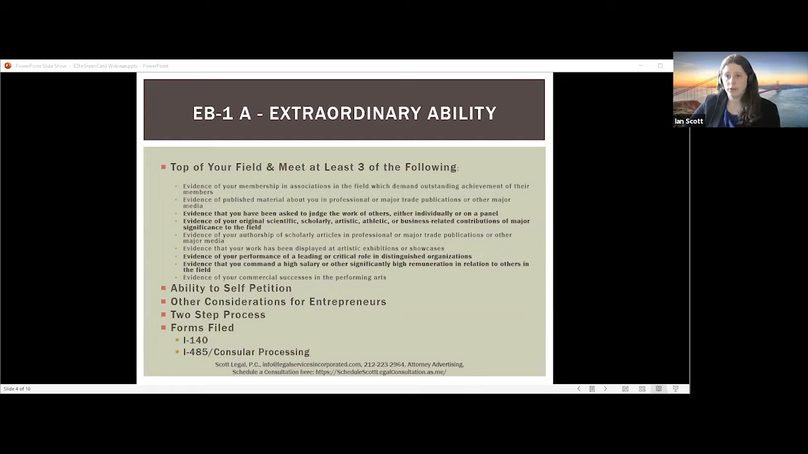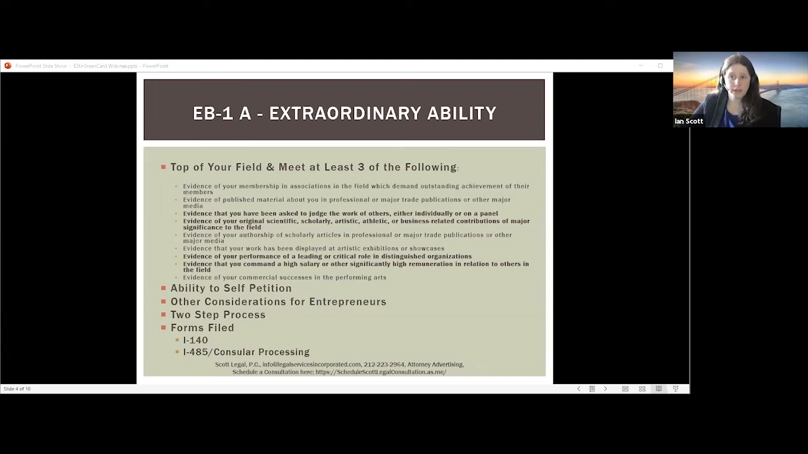When you apply for the green card, it's a two-step process. The forms that you'll file, if you're in the United States, are the I-140 and the I-485. The I-140 is the actual immigrant petition where you'll provide the evidence that you meet all of these criteria for extraordinary ability. The I-485 is the green card petition that we talked about in the earlier slide with family-based petitions. It's the same form, just under this different employment-based category.